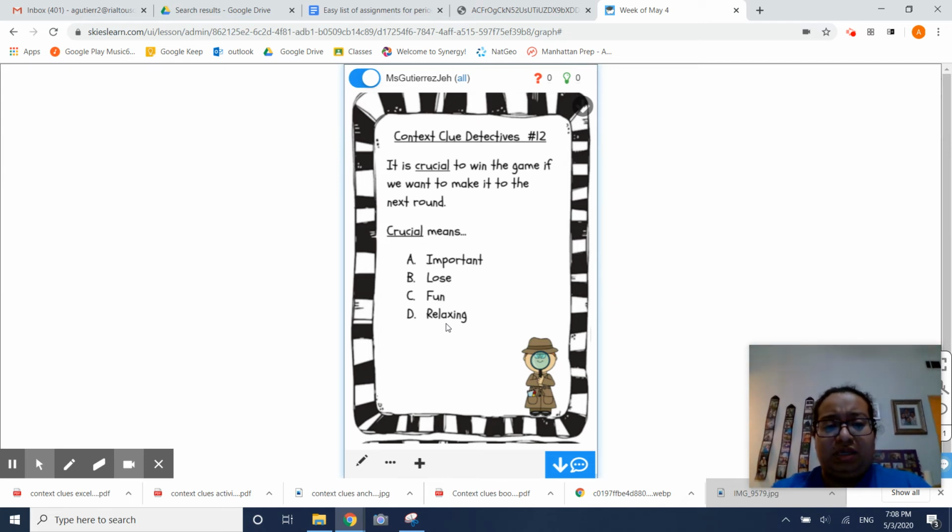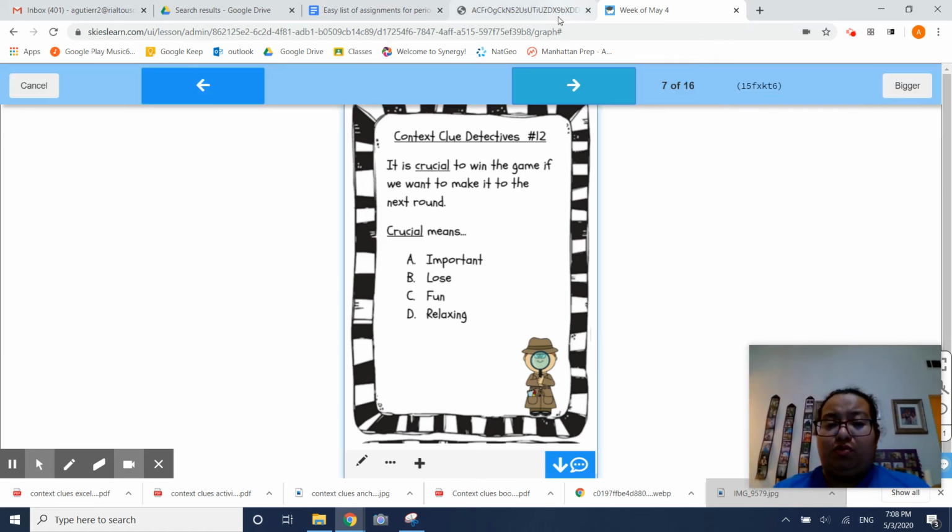It is fun to win the game. Okay, that makes sense in that part of the sentence, but if I continue going, it doesn't make sense anymore. It is fun to win the game if we want to make it to the next round. Nope, cancel out fun. Next one. It is relaxing to win the game if we want to make it to the next round. If we lose and we don't make it to the next round, it doesn't sound relaxing. So, what was the word that made the most sense? Important, right? Crucial is like super important, not just important, but super important. Let's see if there's one more.